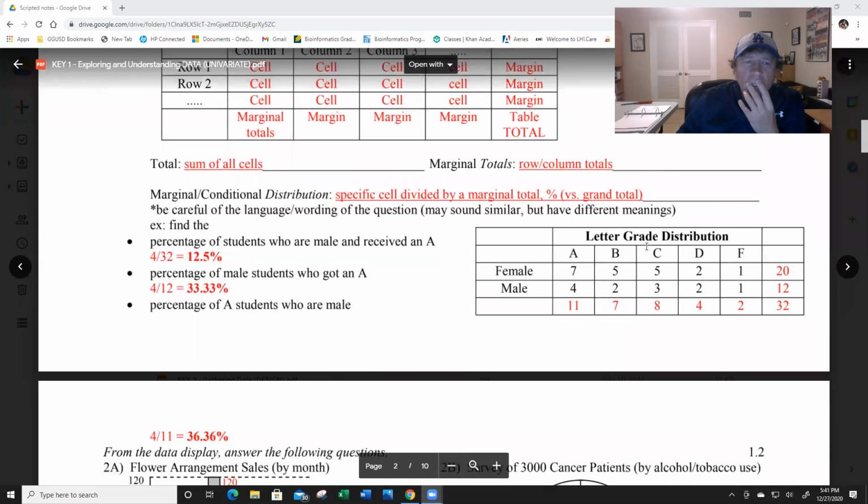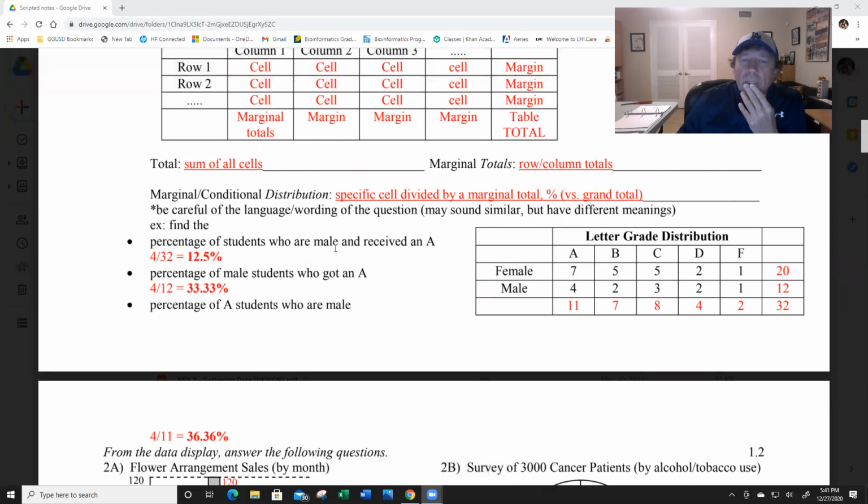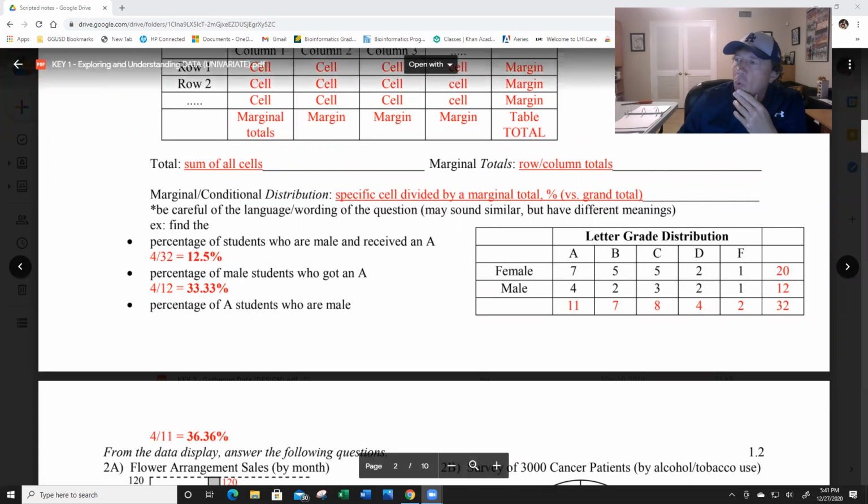Okay, so let's get to this question here. All right, percentage of students who are male and received an A. When you see the word and, typically they are talking about both horizontal and vertical. So you're going to use the table total as your denominator. So male right here and received an A, both qualities, male and received an A, okay?